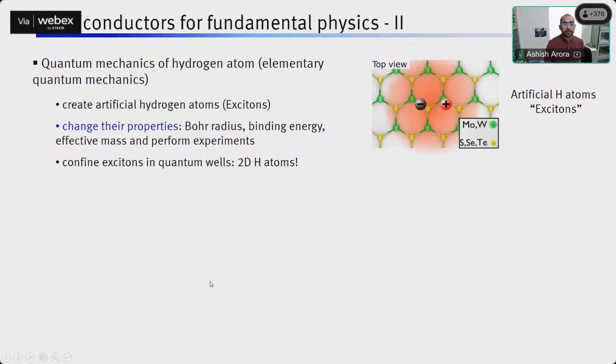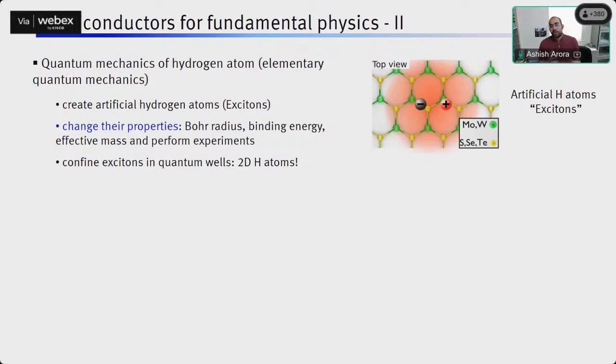Now, similarly, semiconductors have played an important role in studying something else called excitons. Essentially, one can create artificial hydrogen atoms again in the material and study the quantum mechanics of hydrogen atoms. Now, the thing is the following.